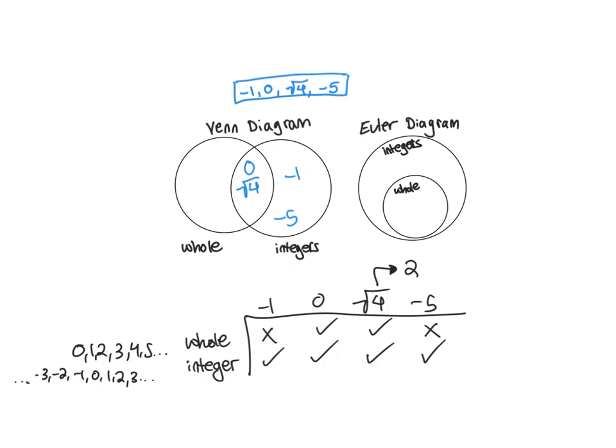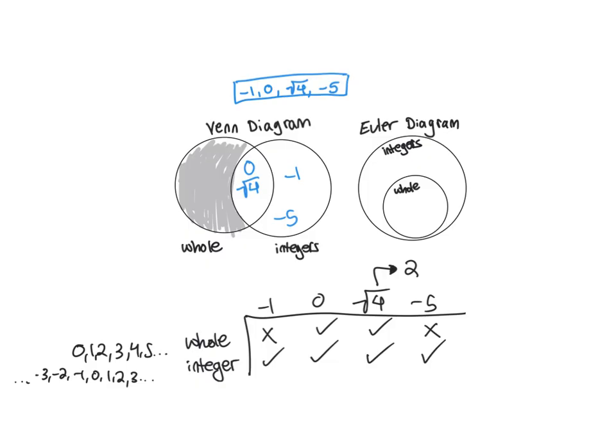Did y'all notice we didn't put anything over in this region over here, right? That's because it's not possible for a number to be a whole number and not an integer. All whole numbers are integers, so there won't be anything in this space. Though we don't really need that space, do we? That's where Euler diagrams become really handy.